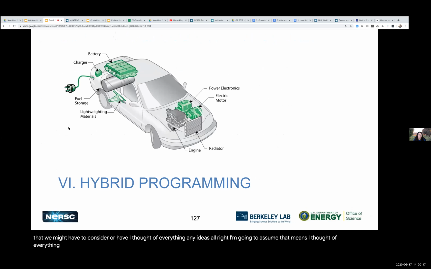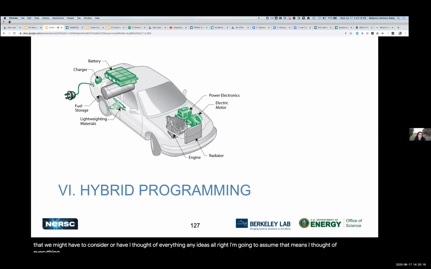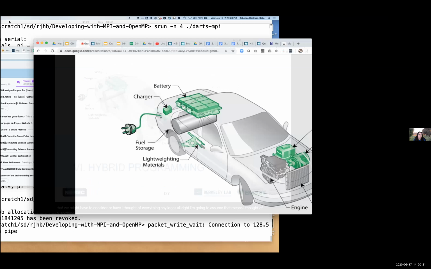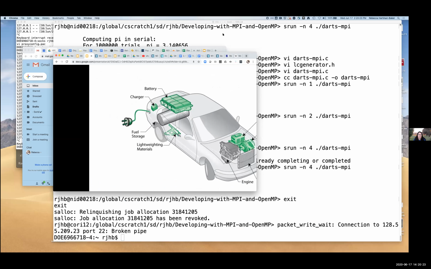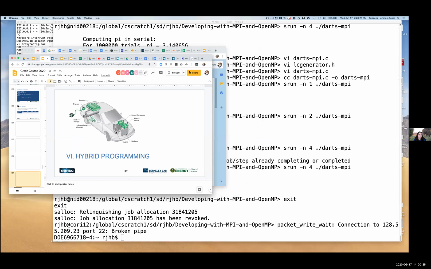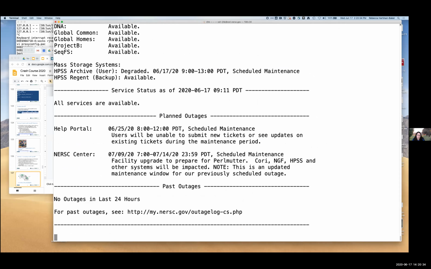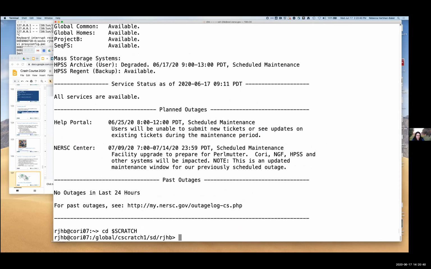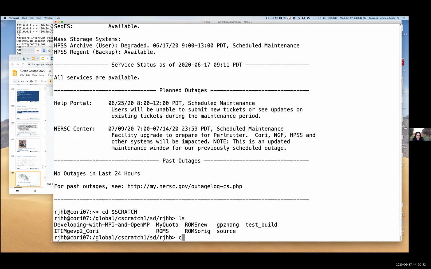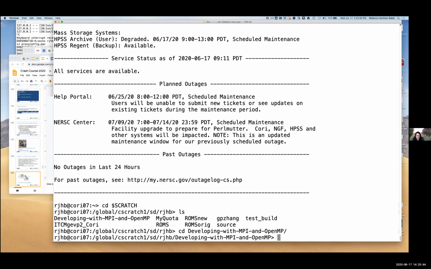Oh, we're not going to hybrid programming yet. Okay, let's make this small, and let's go to here. I'm going to go to Scratch. CD, developing, okay.